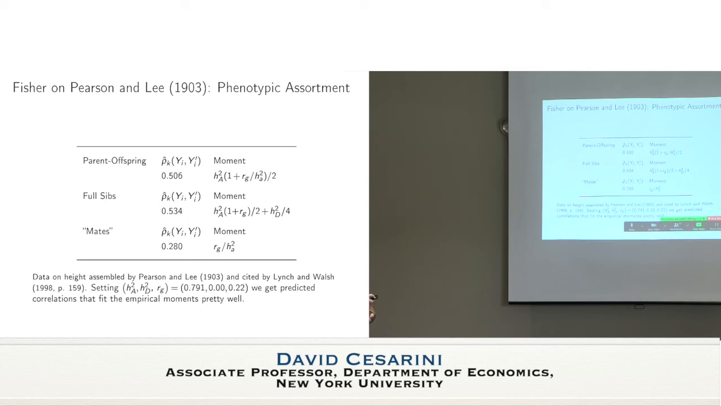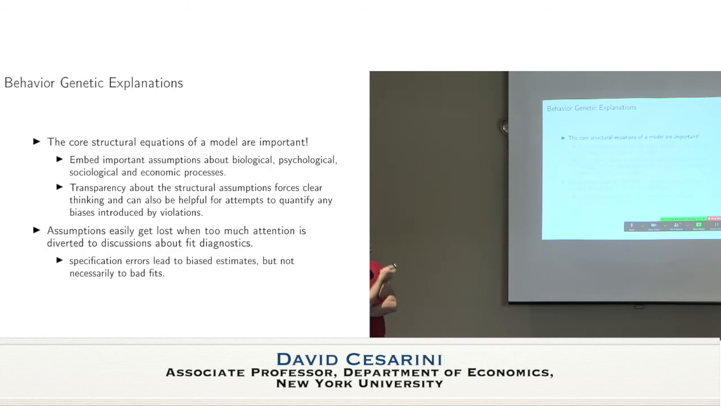Okay, so the random mating benchmark doesn't work very well. The augmented model with phenotypic assortative mating, you can pick parameters that roughly match the moments in the data. Later on, we'll talk a lot more about how you do this estimation more formally. But for now, I think the kind of ad hoc approach is probably fine. Okay. So now back to evaluating this sort of stuff.